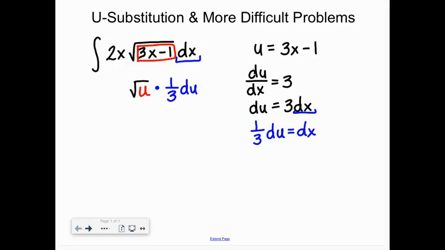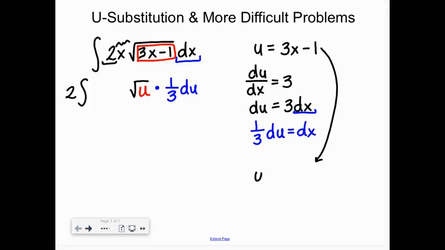What I still haven't accounted for, though, is this 2x. Now, the 2, I'm just going to put on the outside of the integral. That's no problem. That's done. But still, this x. I need to put x in terms of u. The entire integral needs to be in terms of u to use U-substitution. So what I can do is take that original u and solve for x.